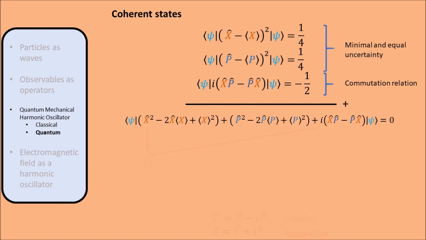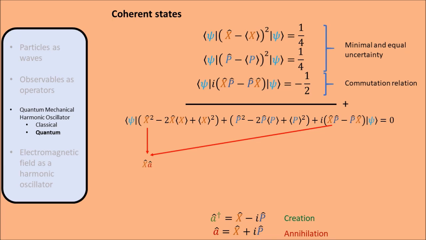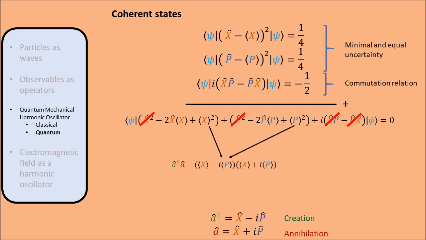First, we can write x squared plus ixp as x times a. Then we can write p squared minus ipx as minus ipa. We can combine these terms into a dagger a. Next, we can factorize the mean of x squared plus the mean of p squared so that we get the mean of a dagger times the mean of a.